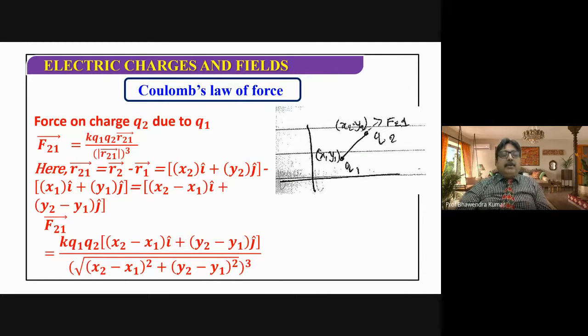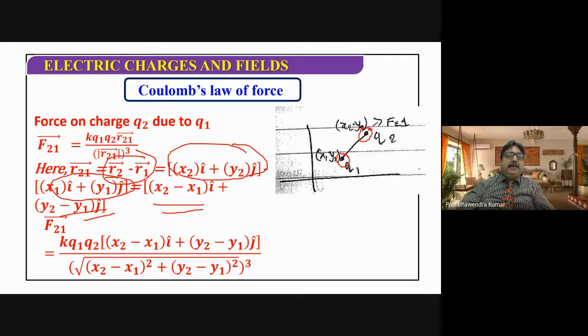When we talk about Coulomb's law of force in vector form, what do we notice? Suppose Q1 is situated at position R1 and Q2 at position R2. If the coordinates of Q1 are x1, y1, then the R1 vector is x1 i cap plus y1 j cap. And if point charge Q2 is at x2, y2, its position vector R2 is x2 i cap plus y2 j cap. Then R21, the position vector of 2 with respect to 1, is R2 minus R1, that is (x2 minus x1) i cap plus (y2 minus y1) j cap.